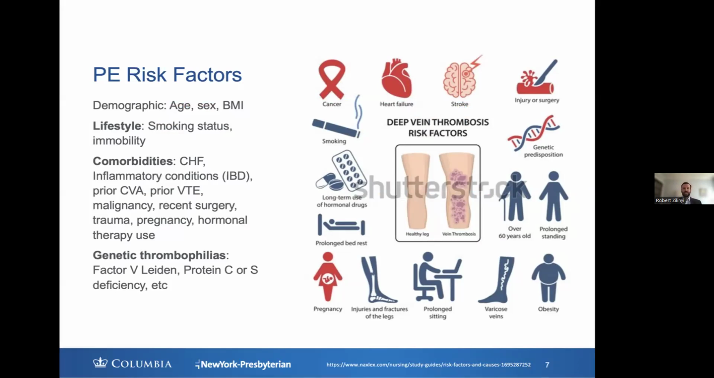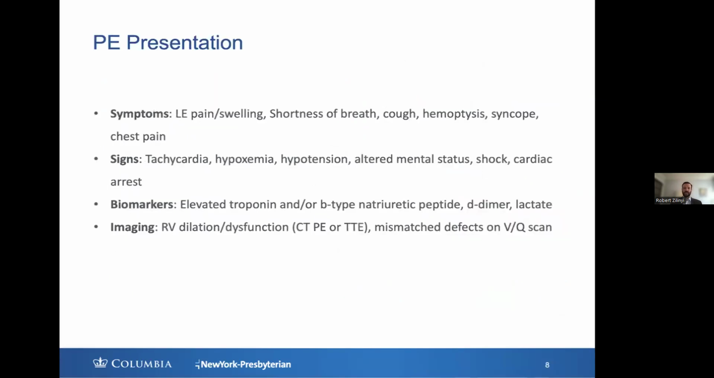of the population. Lifestyle factors, including smoking and immobility, can contribute, and comorbidity, including heart failure, inflammatory conditions, particularly inflammatory bowel disease, prior stroke, prior VTE in the patient or even in their family, malignancy, recent surgery, trauma, particularly of the lower extremities, pregnancy, and hormonal therapy use can contribute. And as we said earlier, certain genetic thrombophilias may contribute to increased risk as well.